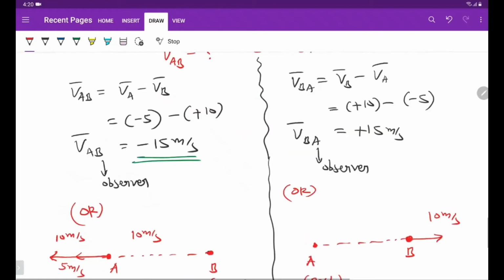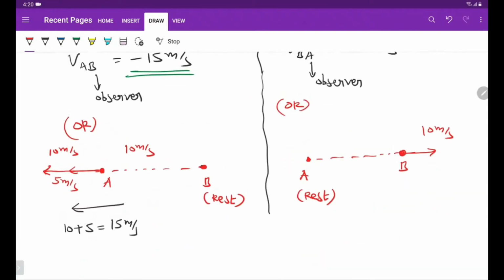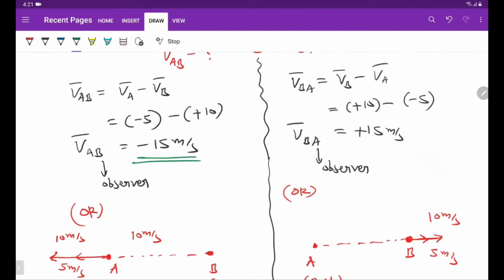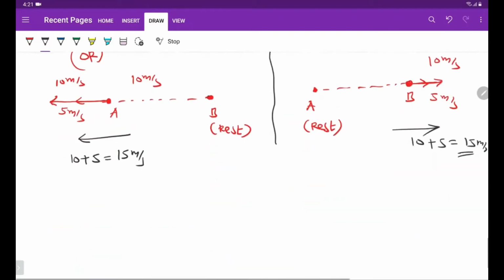Add the velocity of A to B in the opposite direction. So right side 5 meter per second. So the resultant velocity will be right side 10 plus 5, so 15 meter per second. We got the same answer here. We got plus 15 right side. So in this way, we can solve any problem in 1D, in one dimension motion.